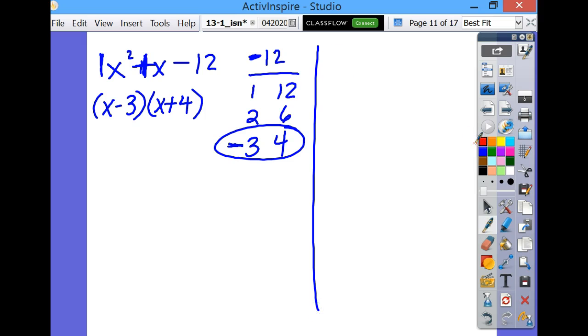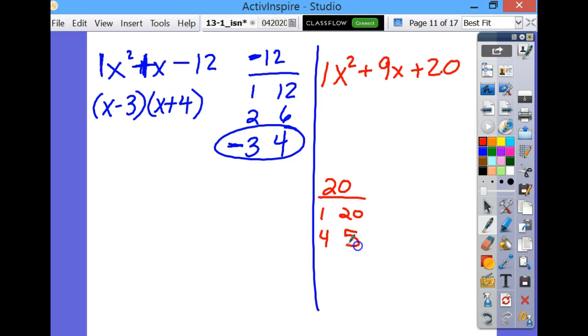Then I have my denominator, x squared plus 9x plus 20. Everything's positive, so that makes it a little bit easier. Can you factor that? The first term times the last term is 20. 1 and 20, 4 and 5 are the factors of 20. Which pair can add up to get a 9? So this factors into x plus 4, x plus 5.